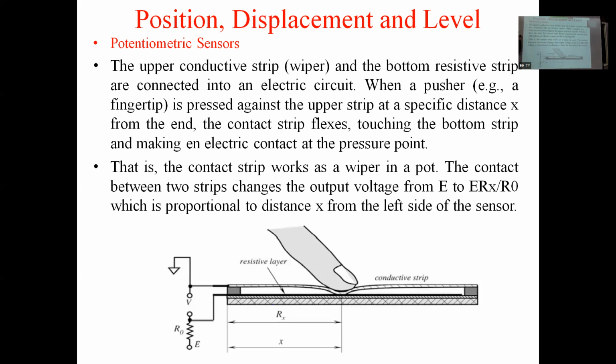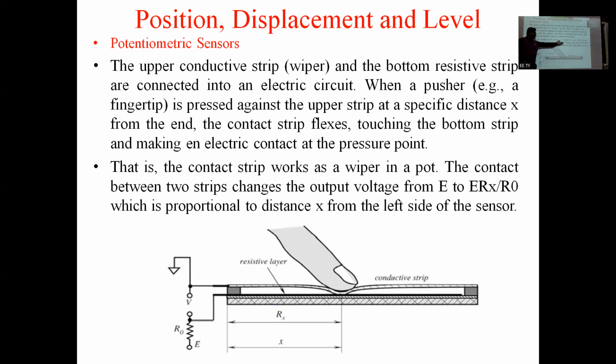At that situation, that is, the contact strip works as a wiper. जी काही कॉन्टॅक्ट स्ट्रिप आहे, previous wiper जो होता रेजिस्टन्सचा, इथं कॉन्टॅक्ट स्ट्रिप it will work as a wiper. जर प्रेशर ऍप्लिकेशन साठी यूज करत असेल, and the contact between two strips changes the output voltage. दोन strip मधला contact because of changing resistance, changing length, the voltage drop across that will change. Okay, resistance change झाला, automatically voltage drop changes.